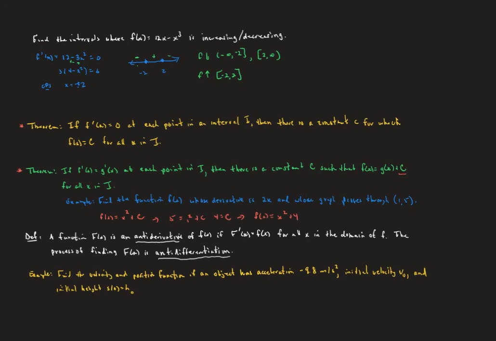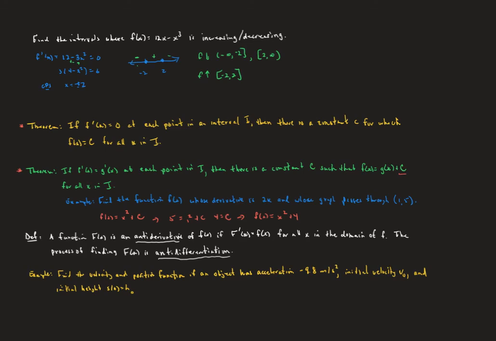If we didn't know this already, this would be adding to our vocabulary, but we're just refreshing our memories and brushing off the cobwebs. So we say a function capital F of x is an antiderivative of little f if capital F prime equals little f for all those values of x in the domain of little f, and that process of finding capital F is known as antidifferentiation.